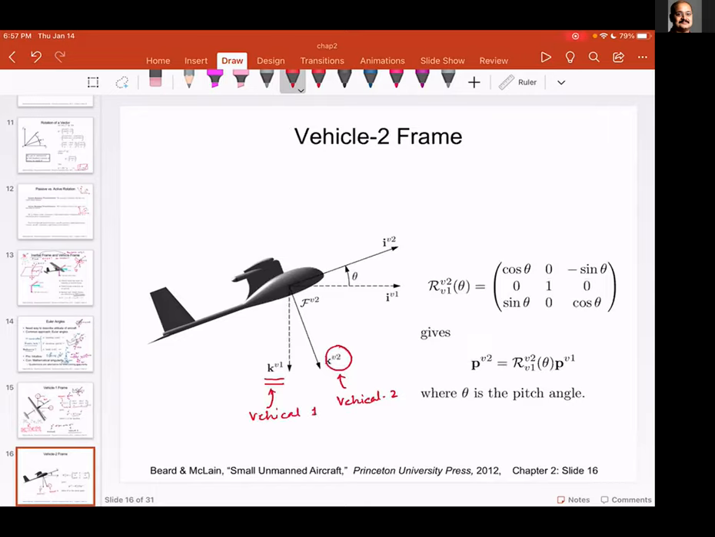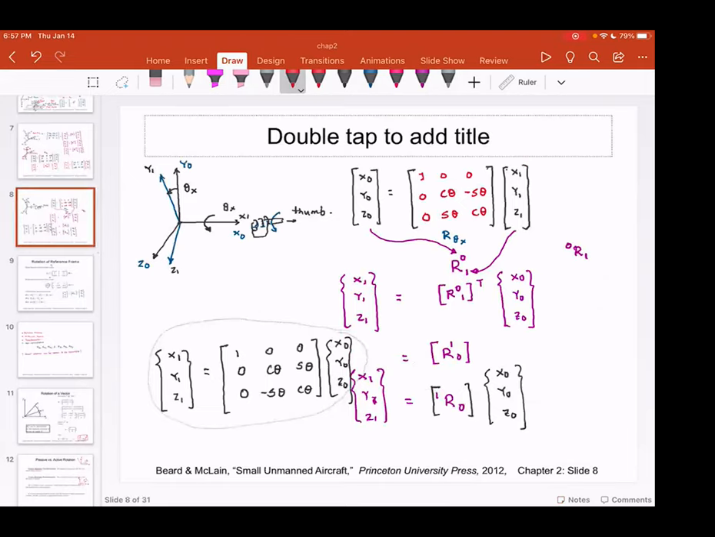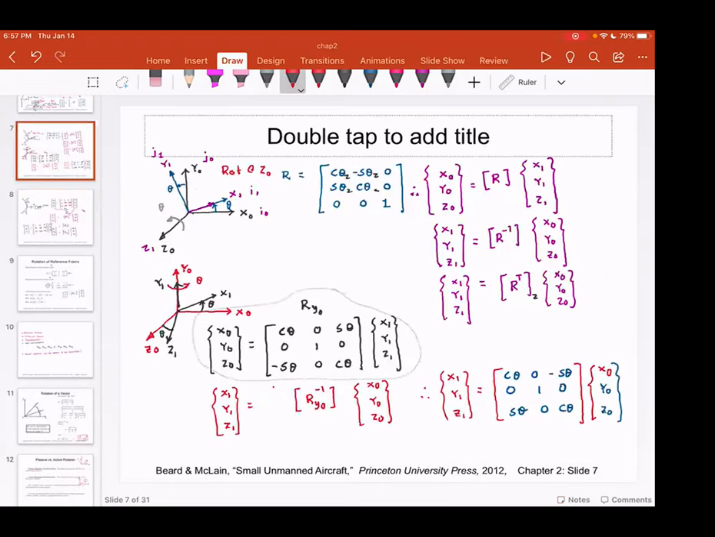So now the vehicle one frame and vehicle two frame are related with this rotation matrix. And note, this rotation is about Y. That's why I want to go back and show you here real quick. This is the rotation about Y. If you look at the rotation about Y, the expression for the pitch is nothing but the same rotation that I have over here. So be very careful with the rotations you use.